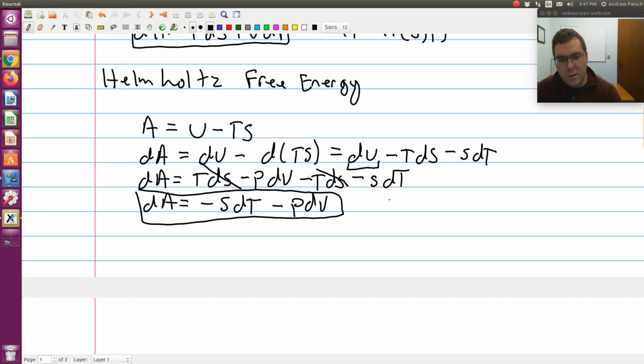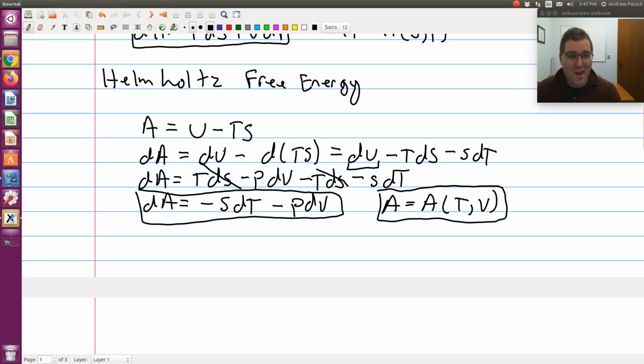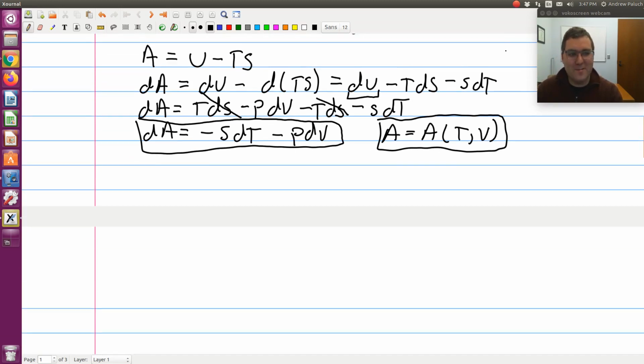The Helmholtz free energy takes as its natural independent variables T and V. Cool. And then again, point out that we've defined A. A is a convenience function defined in terms of my three fundamental quantities, U, T, and S. Excellent. All right, so hopefully you're getting the hang of this.